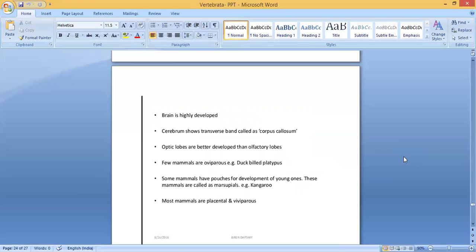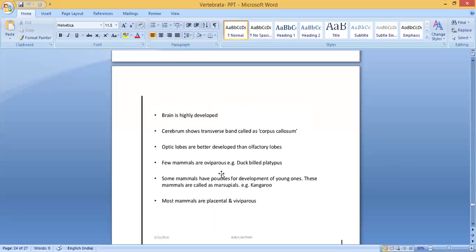Then the brain is highly developed. Cerebrum shows a transverse band called corpus callosum. The brain is actually made up of 3 parts: cerebrum, cerebellum, medulla oblongata. Here the cerebrum shows a transverse band, which is called corpus callosum. Optic lobes are better developed than olfactory lobes. Here optic lobes are developed, but olfactory lobes are poorly developed.